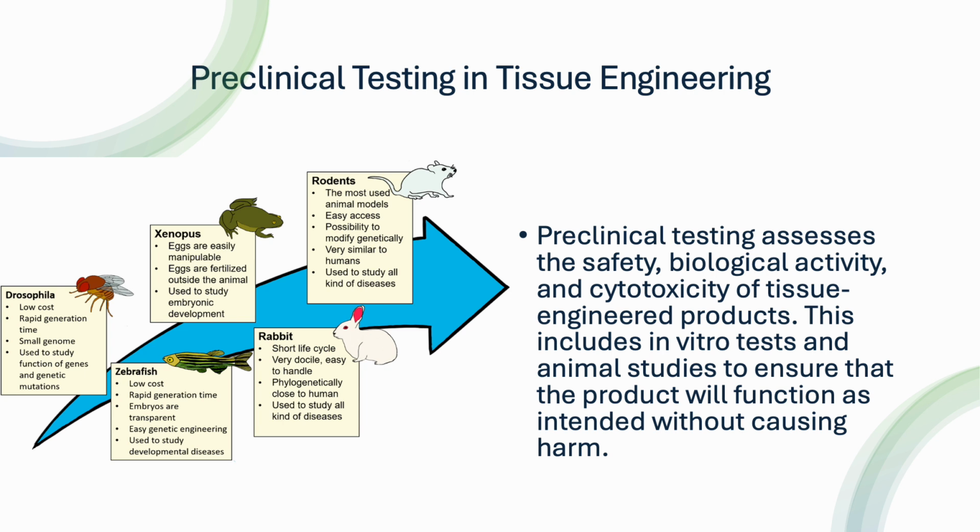Now, preclinical testing is essential to ensure that tissue-engineered products are safe before entering human clinical trials. This phase evaluates the biological behavior and potential risk of the product in controlled environments. Now, what you can see on the left side of the slide is just, again, a picture related to the flow of, I would say, depth of research.